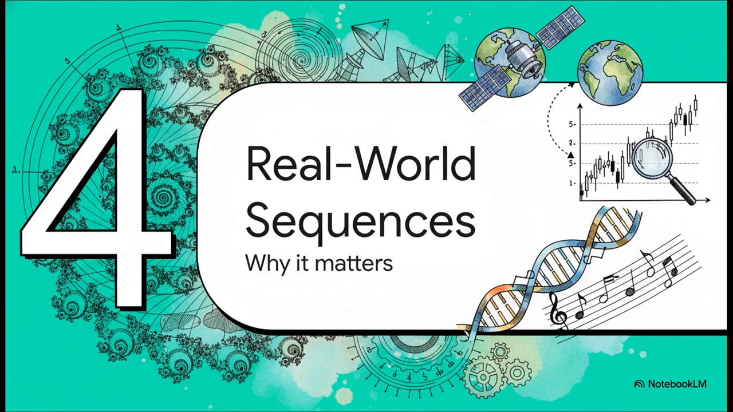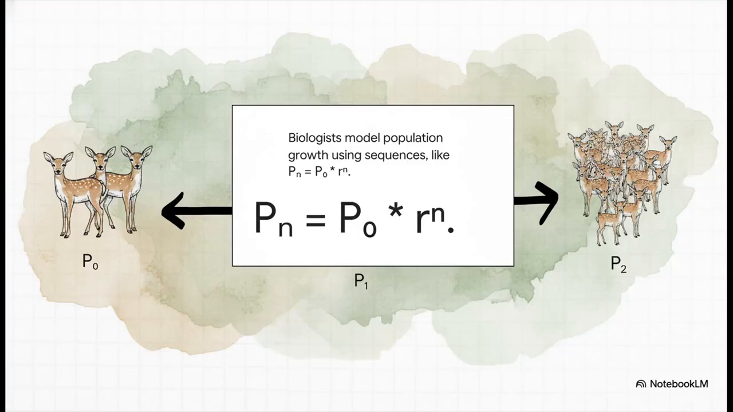So I can probably hear you thinking, okay, this is kind of neat, but when am I ever going to use this? Well, it turns out this abstract idea shows up in some really powerful and surprising places. Let's go to biology. Ecologists actually use sequences all the time to model how a population of animals, like fish in a lake or rabbits in a field, might change from one year to the next. It helps them predict whether the population is going to boom or bust.